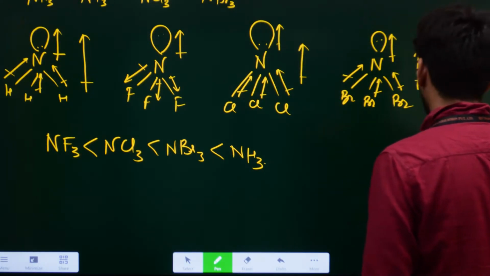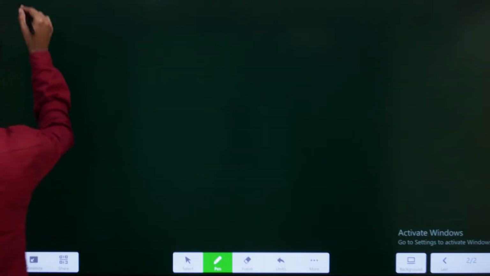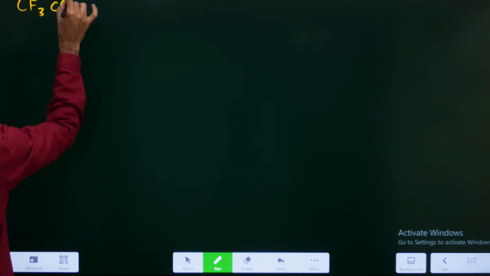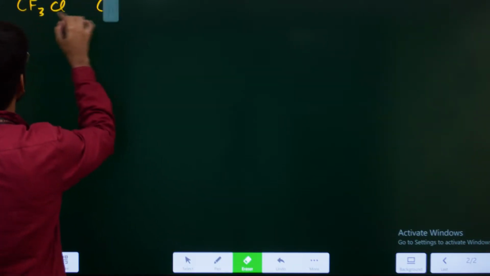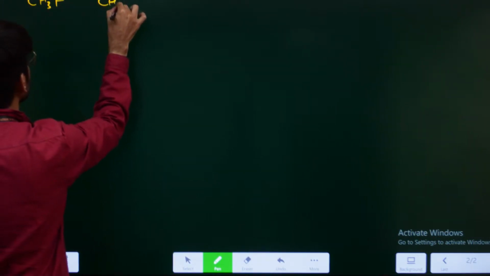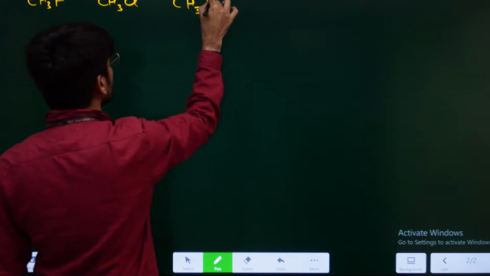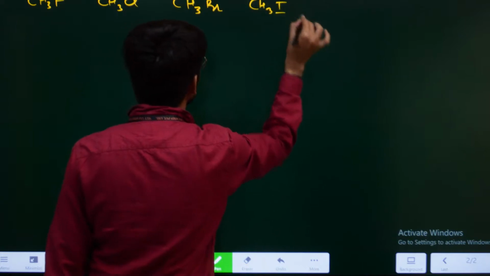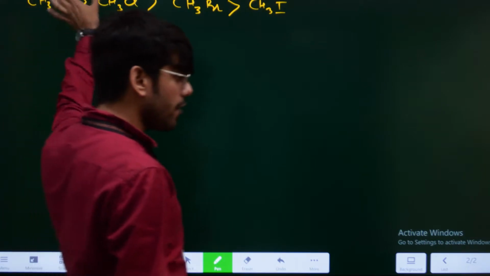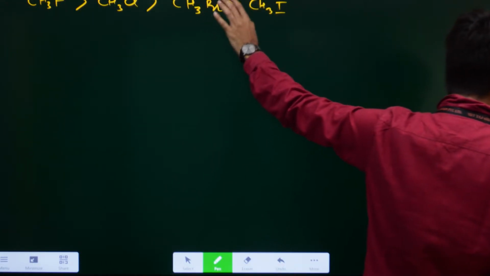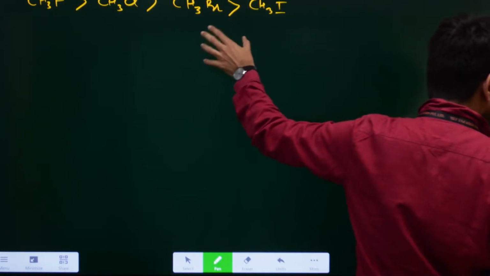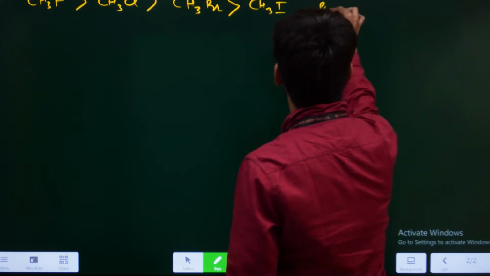Alright. And I gave you one more. If we have CH3F, CH3Cl, CH3Br, CH3I, then you would say, sir, this should be the order for obvious reasons, because the CF bond is most polar. Yes or no? Fluorine being most electronegative, the CF bond is the most polar among A, B, C, D. This is expected.